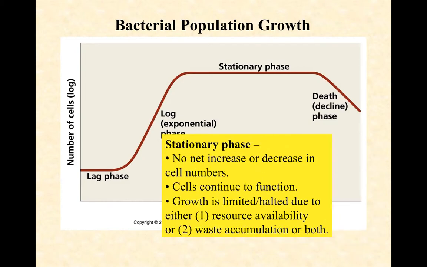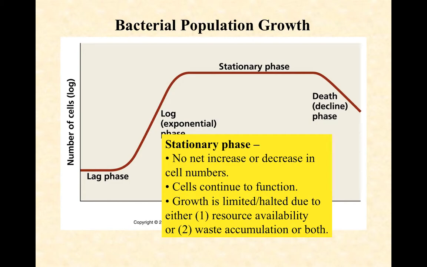Now, eventually, in a closed system, and what I mean by a closed system is no new nutrients are being brought in and waste products are not being removed, that closed system is going to have a capacity, right? A flask can't hold an infinite number of cells. The nutrients that are there are eventually going to run out, and waste products are eventually going to build up. And when that happens, whether it's in a flask or a test tube or a colony on a plate or an infection in your cutaneous layer, then the cells are going to enter stationary phase, where there's no net increase or decrease in cell numbers.